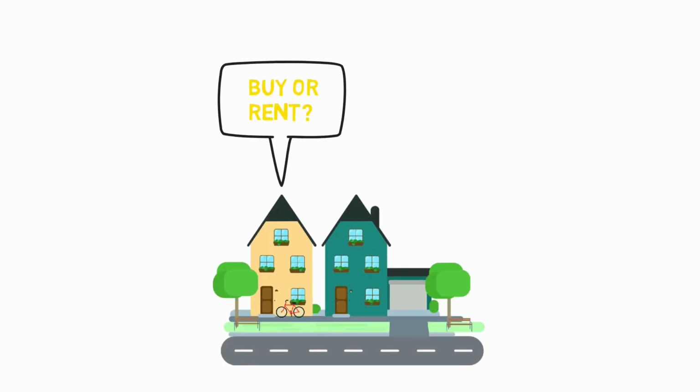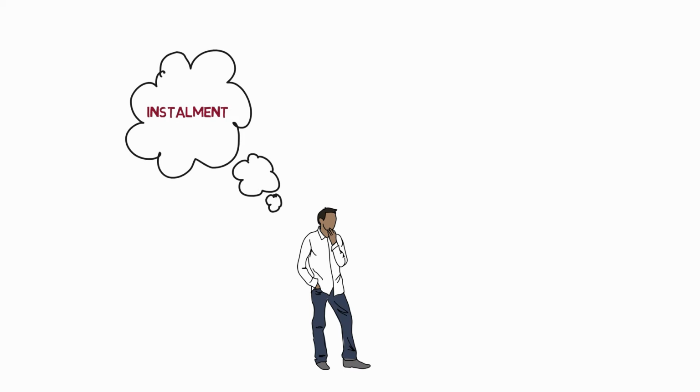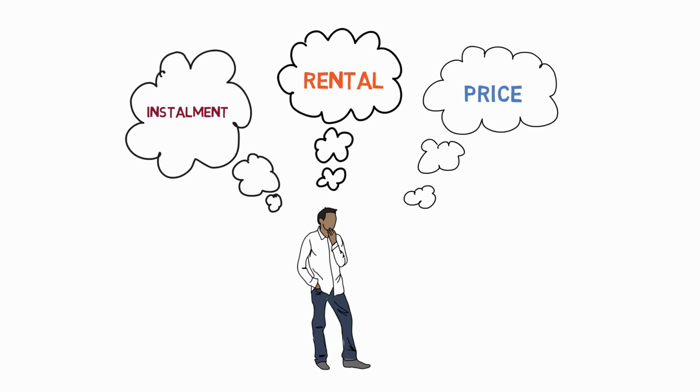Say for example, if you found a house and you're going to decide whether to buy or rent. You have a lot of thoughts in your mind: installments, rentals, then price. So which one? Are you going to buy or are you going to rent?